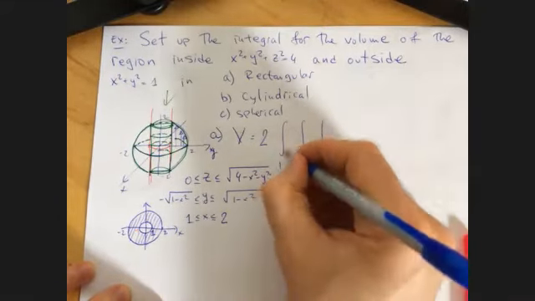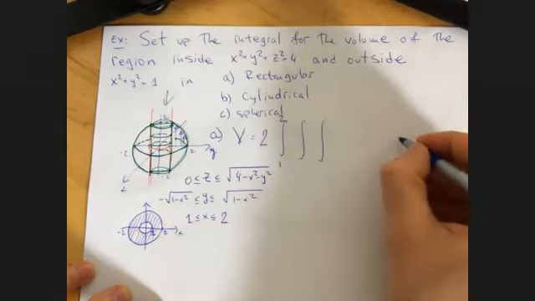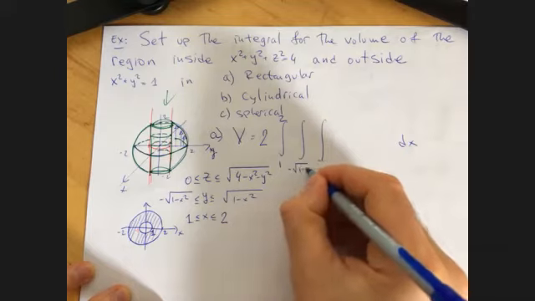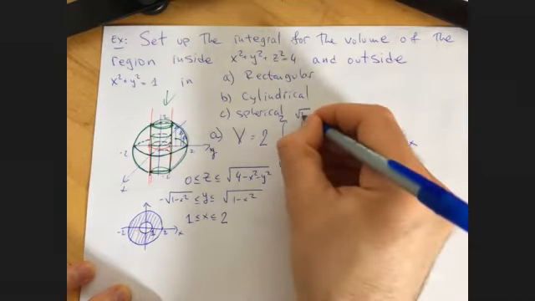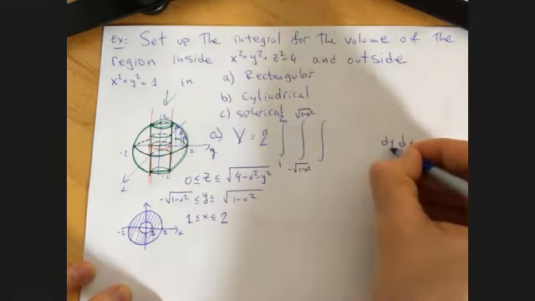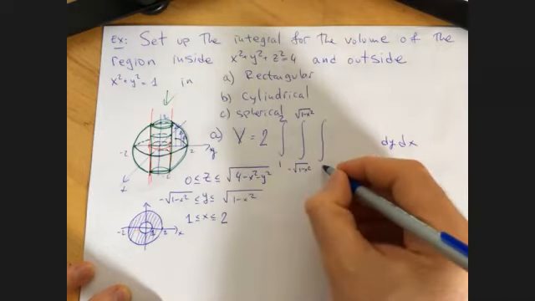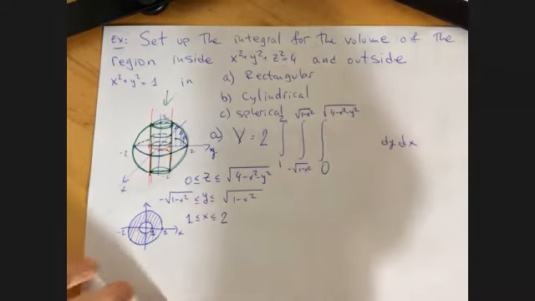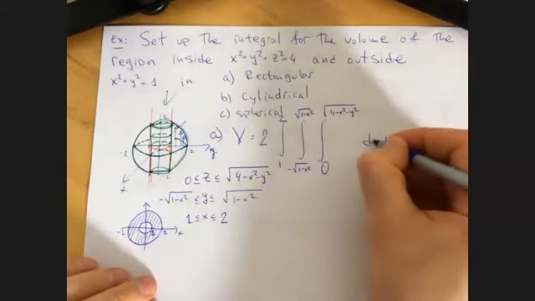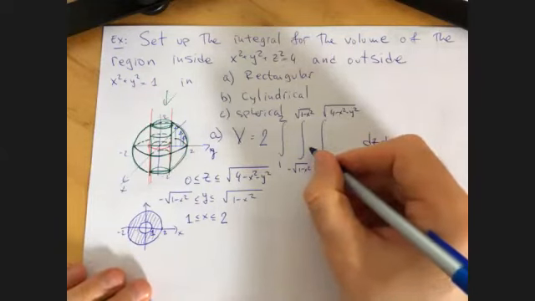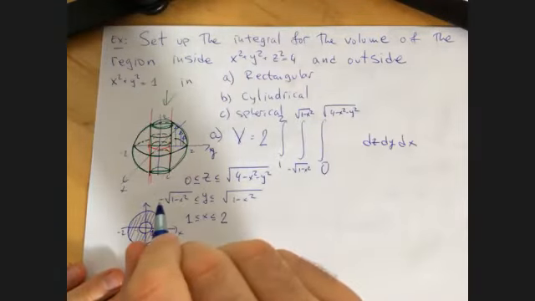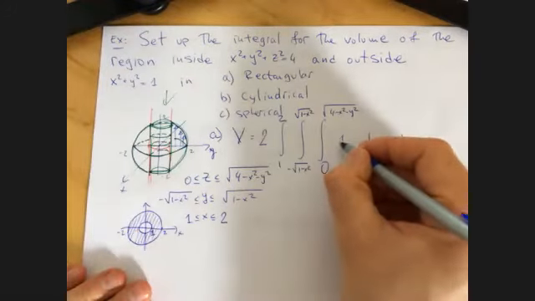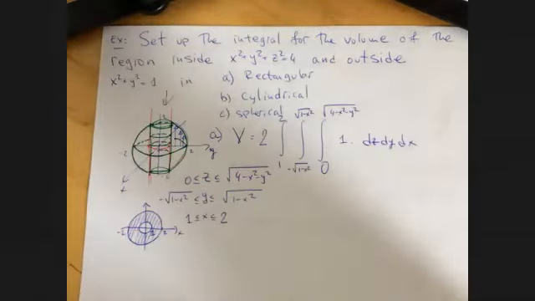So x goes from 1 to 2. Then y goes from negative square root of 1 minus x squared to square root of 1 minus x squared, dy. And finally, z goes from 0 to square root of 4 minus x squared minus y squared, dz. When I'm evaluating the volume, then here I have 1.